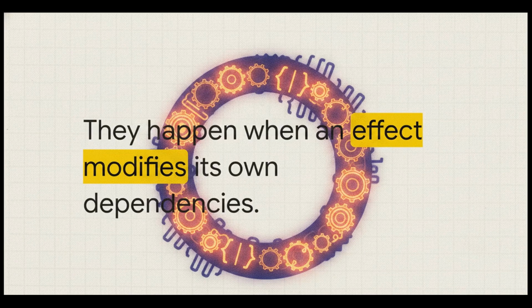This absolute nightmare happens when an action inside the effect causes one of its own dependencies to change. You update a state variable, which triggers the effect, which updates the state again, and boom, you are trapped in an endless cycle of re-renders that will literally lock up your browser tab in seconds.